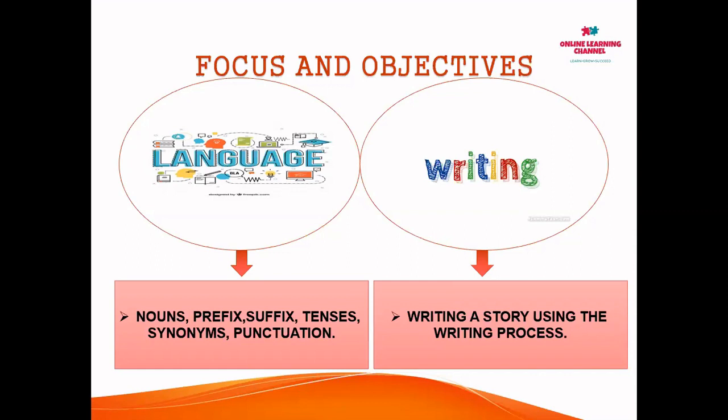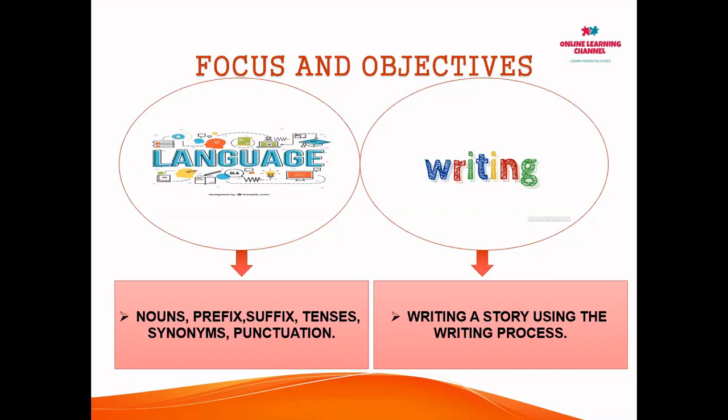Then, after I'm done with language, I'm going to move on to writing, which is writing a story using the writing process. Now, I know we started this in grade 4. So you need to use the knowledge that you gained last year and apply it this year. If you forgot, it's fine. I'm going to go over the writing process when I come to it.